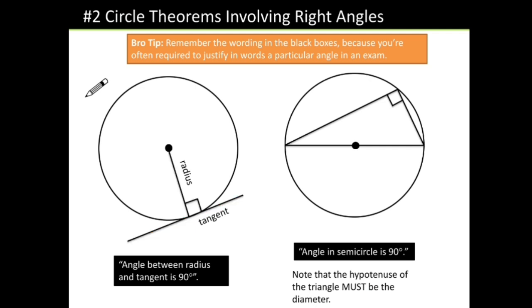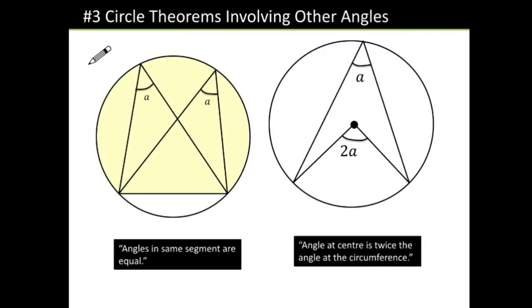Another theorem: angle in semicircle is 90 degrees. A semicircle is half a circle, and half a circle means that it is cut by the diameter. If we draw a triangle with the diameter as a base or the hypotenuse, the angle up here will be 90 degrees. So always the hypotenuse of the triangle must be the diameter, and this angle in the semicircle is 90 degrees.